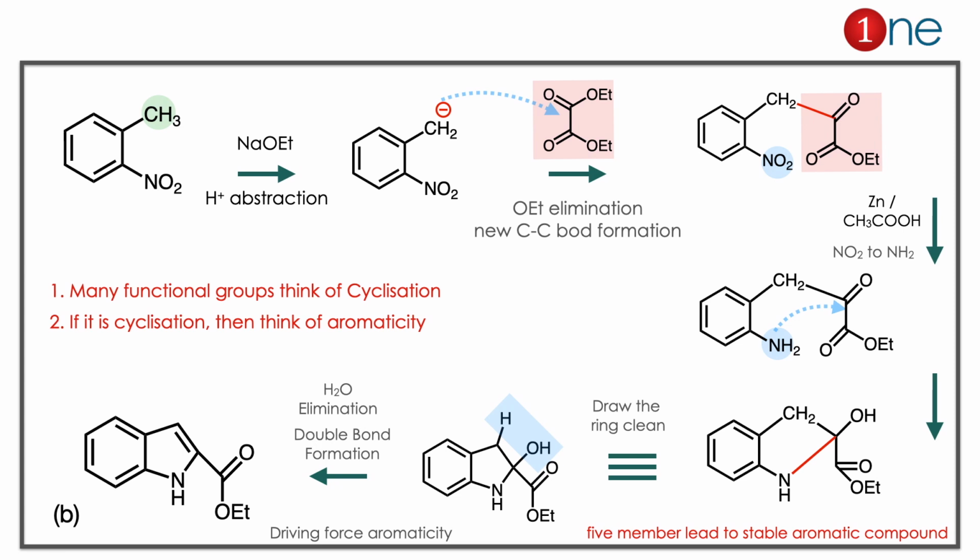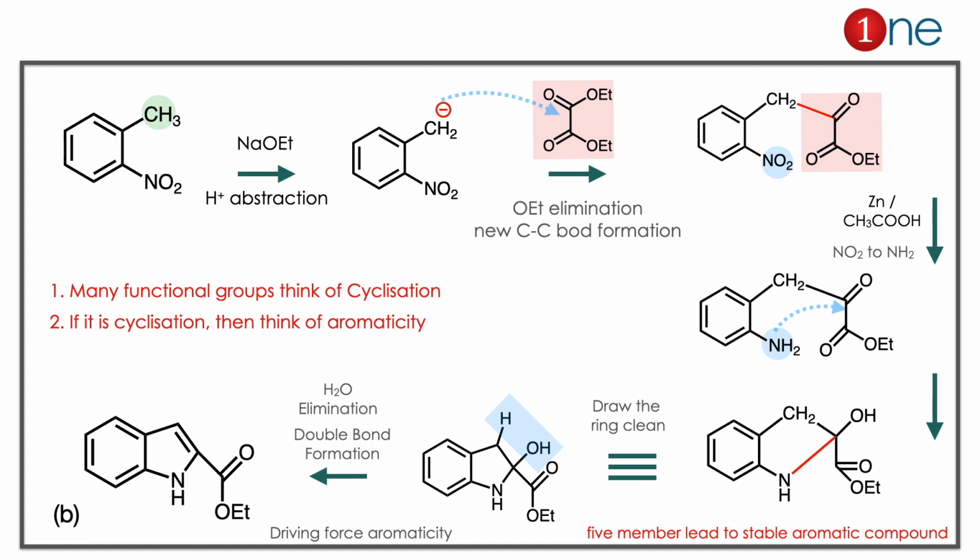The starting material has toluene and a nitro group. You are using the base, so the base abstracts the proton. You have CH2- formation. The CH2- attacks the ester, so the new C-C bond is formed by OEt elimination. So you have the possibility of another ring closure here, with the new C-C bond.